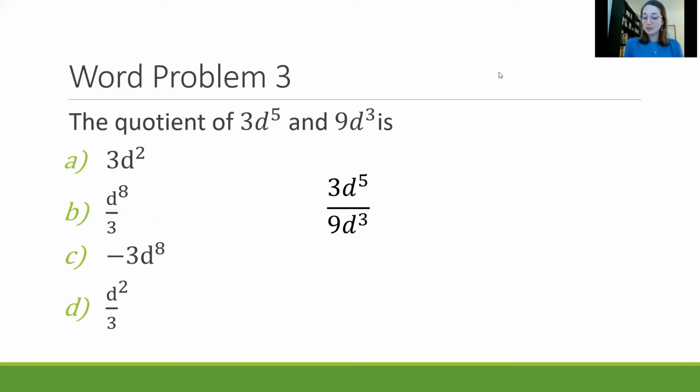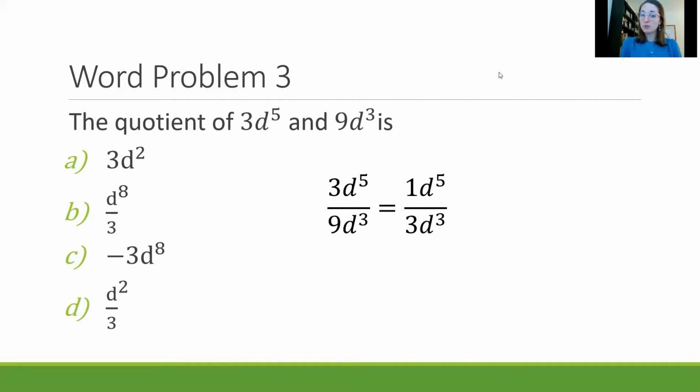Now, you might notice that this looks a lot like a fraction. That's because fractions are also, in their own way, a form of division. So if we look at this, we now need to simplify it. First, we can simplify the whole numbers here, and then we can simplify the exponents. So 3/9. I know the equivalent of 3/9 is 1/3. That's the simplest form of 3/9. So I'm going to go ahead and simplify those numbers down and change that to 1/3. So now I have 1d to the 5th over 3d to the 3rd.